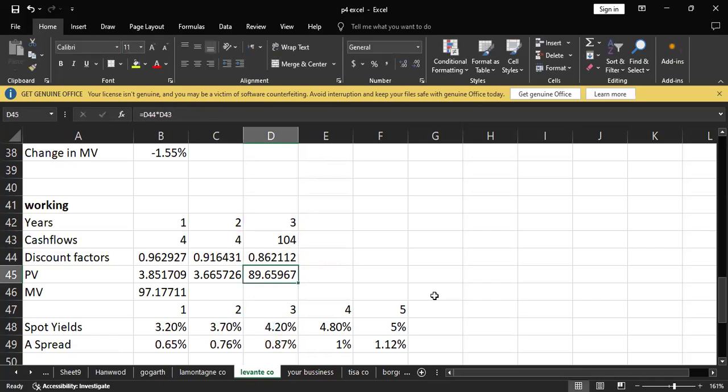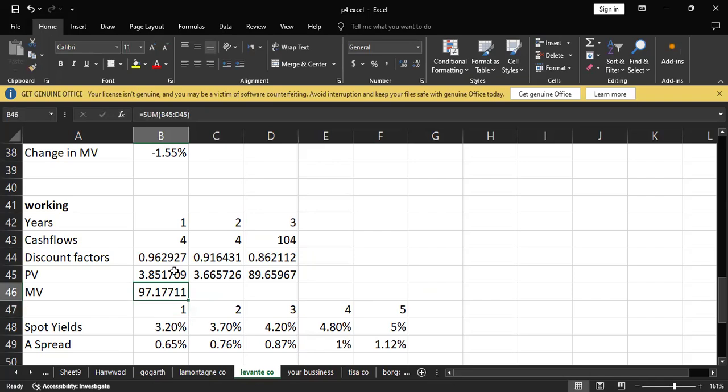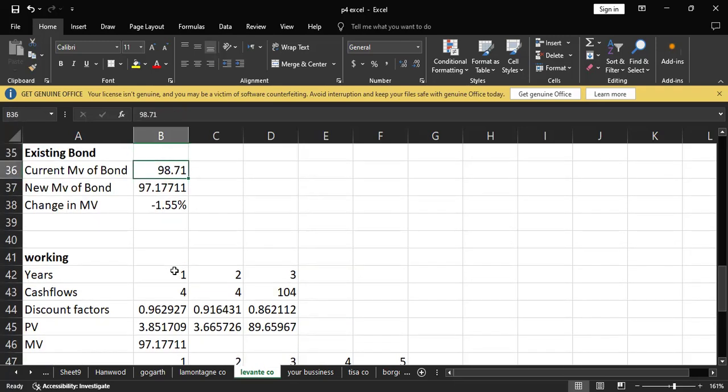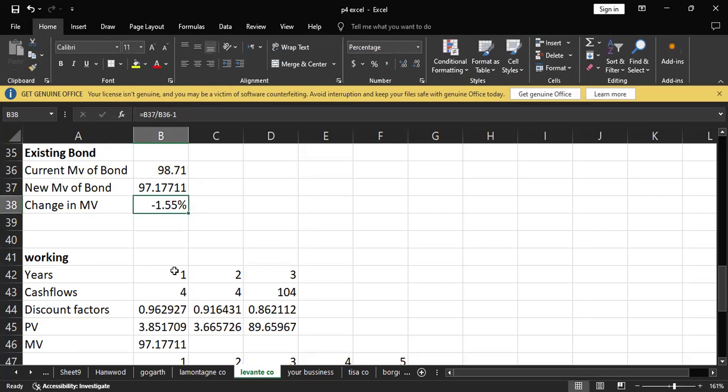Now we are computing the present values. These are the present values 3.85, 3.6 and 89. So this is the sum of the present values. Now, this is the present value after the bond rating has fallen, and the previous one was given to you as 98. So how much is the change, guys? You can find the change. The change in the market value is 1.55%. The market value has decreased.